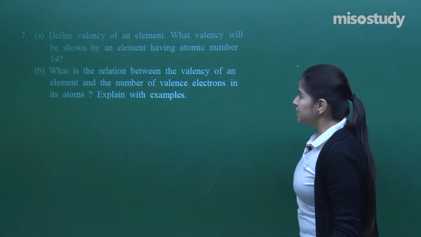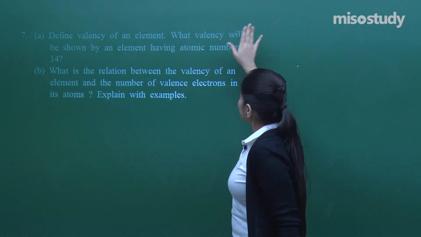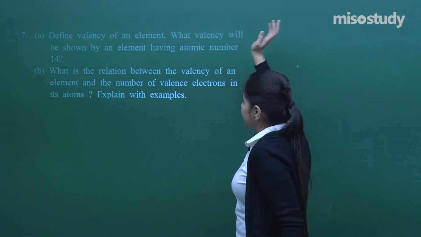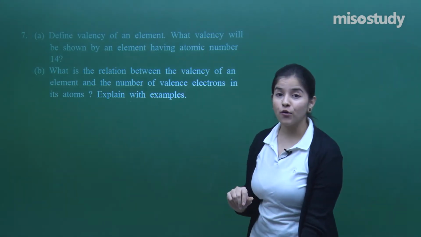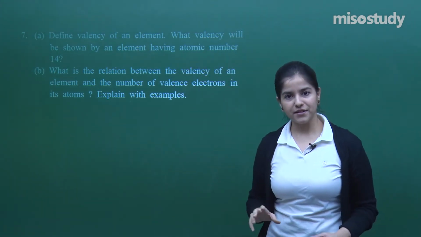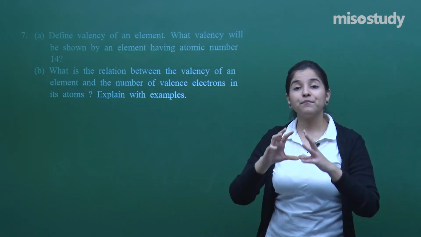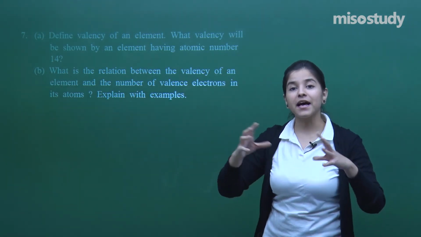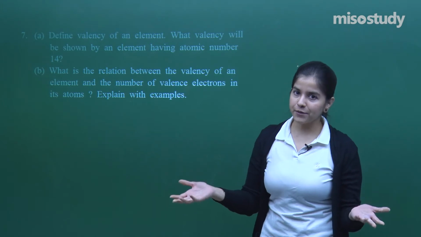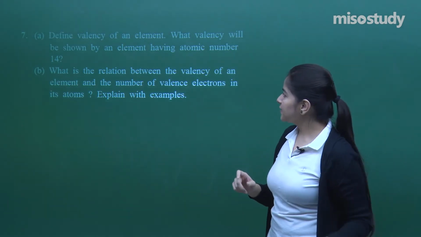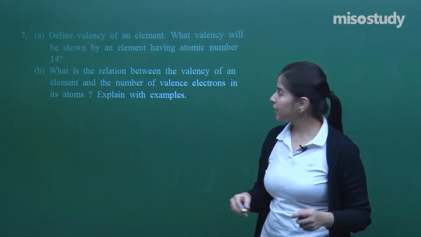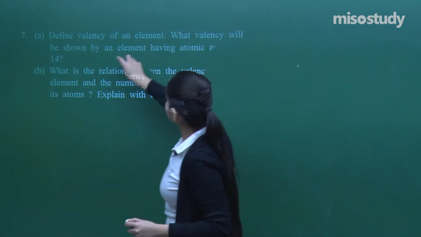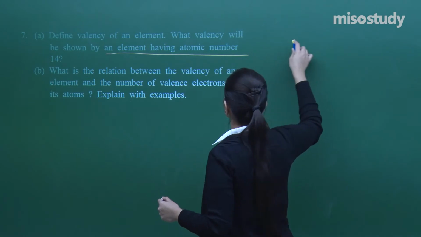Next, define valency of an element. What valency will be shown by this element and so and so. So first of all, what is the valency of any particular element? Valency is the combining capacity, how it is actually making the bonds. And that combining capacity is decided because of the valence electrons which are present. So what valency will be shown by an element having atomic number 14?